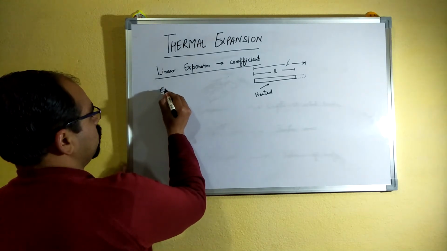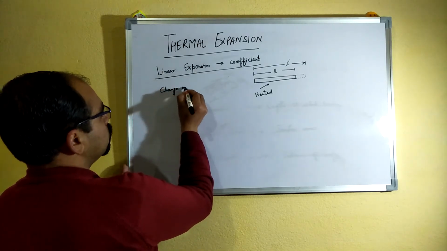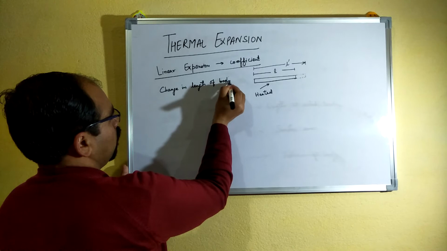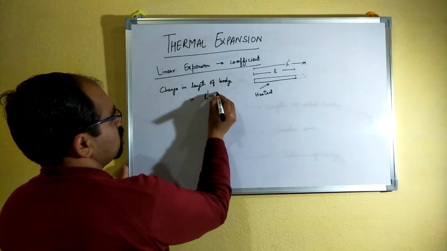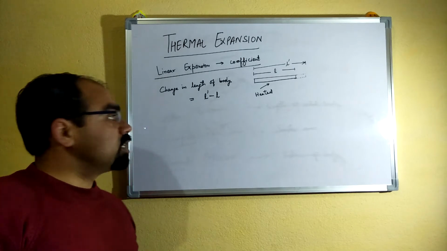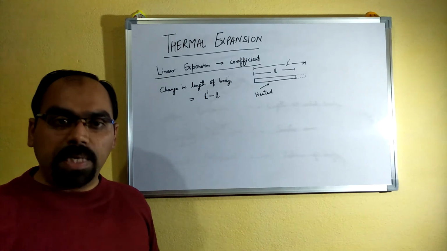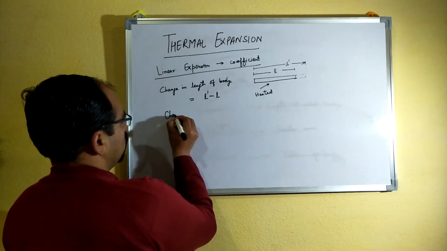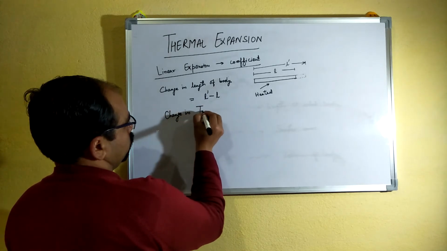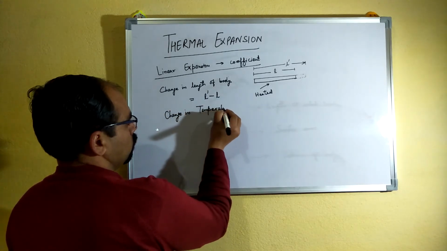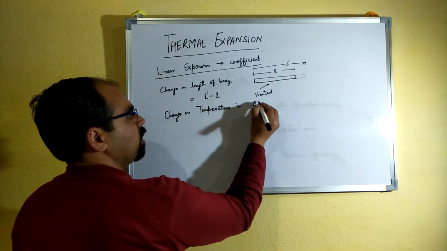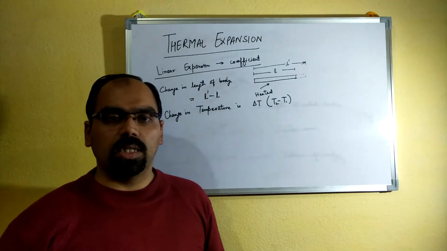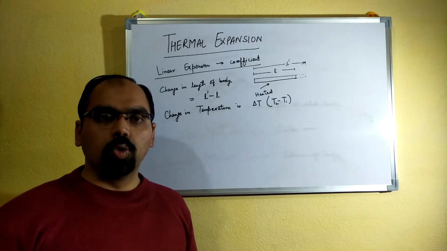So the change in length of the body will be L dash minus L. This change in length has been there due to the change in temperature by a very small difference. The change in temperature is delta T, which is T2 minus T1. T2 and T1 are the two temperatures of the same body at two different instants.